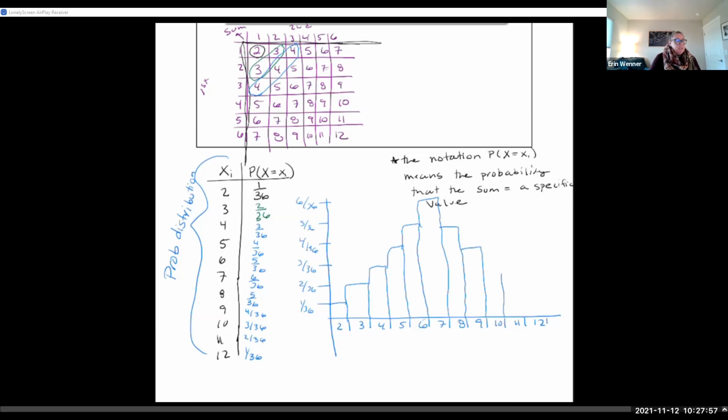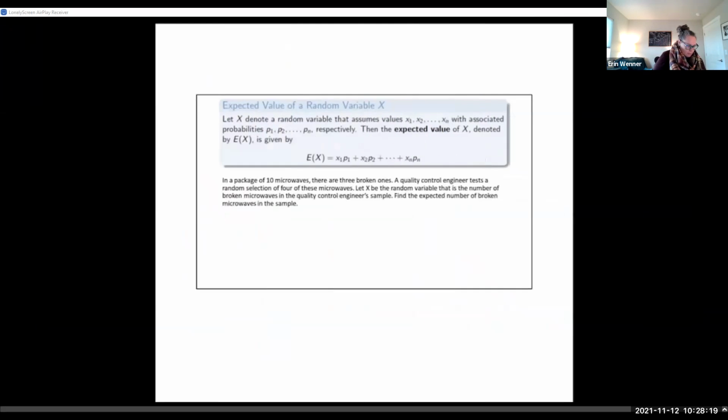And again, just from the distribution, we can see what is the outcome that's most likely to happen. Well, that means the outcome that's most likely to happen is a 7. Okay. So we can see that the outcome is most likely to happen. What can we do to calculate that? And that's where we get into this idea of expected value.